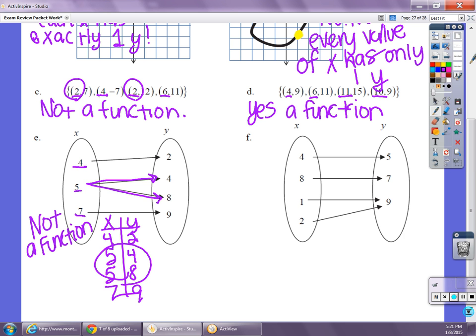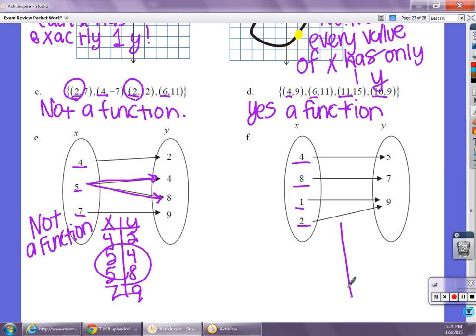And over to F, I have the values 4, 8, 1, and 2. And again, let me just make a table real quick. So I have 4, 8, 1, and 2. It's not the best table because it's not going in order, but that's all right. 4 goes with 5, 8 goes with 7, 1 goes with 9. 2 also goes with 9.